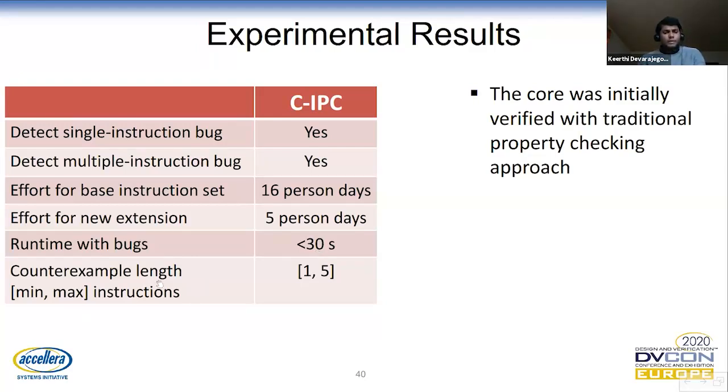And counterexample length is also very important when it comes to debugging. If I have a property failing, and the counterexample has 20 to 30 instructions, then it's very difficult to understand the root cause of this failure. In that sense, the number of instructions in the counterexample was fairly minimal. In case of a single instruction bug, we had to look at only one instruction. And in case of multiple instruction bugs, we had to look at 5 instructions, which is fairly reasonable for debugging.